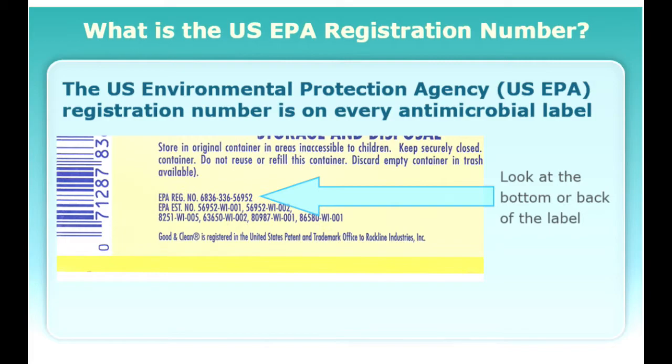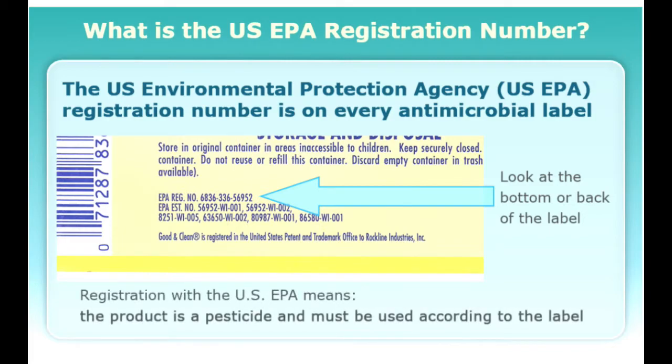An EPA registration number lets you know that the US EPA and DPR have reviewed the product and determined that data shows the product to be safe and effective if used according to the label. It also lets you know that the pesticidal claims are accurate. Never use a product to disinfect or sanitize if it doesn't have an EPA registration number on the label.